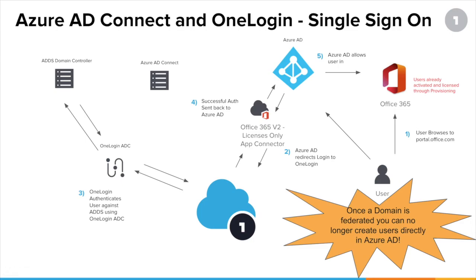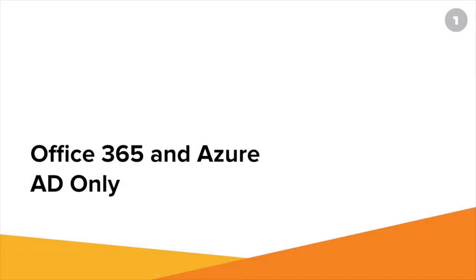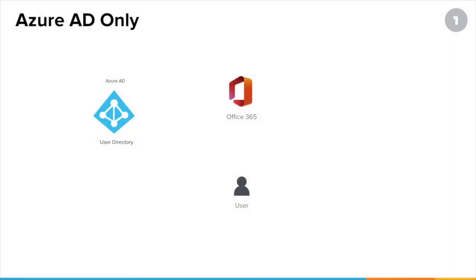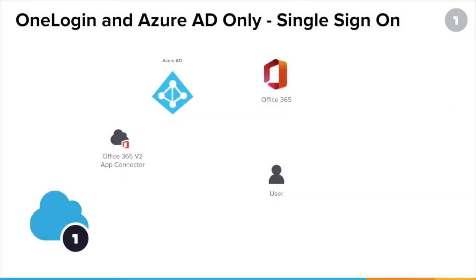The last option covers how to set up the flow if you don't have ADDS. The auth flow with Azure AD only is pretty simple. User wants to get to the Office 365 portal, Azure AD authenticates them, and voila, they get in. With OneLogin in the picture, the auth flow is what we saw previously with the OneLogin single sign-on configurations. Just no ADC involved because we're not using it.